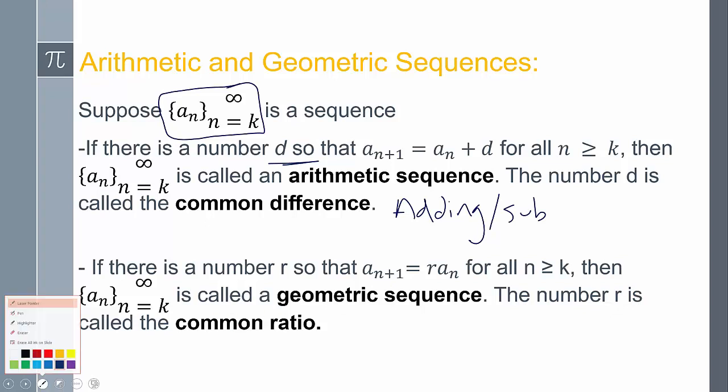So in this one, are we multiplying? And I guess if you want to look at a fraction as division, technically dividing by 3 is the same as multiplying by 1/3, right? So if you want to look at it that way, that's okay. But the idea is, are we multiplying by the same value every single term? So for the arithmetic sequence, are we adding or subtracting the same value? With the geometric sequence, are we multiplying by the same value every term?